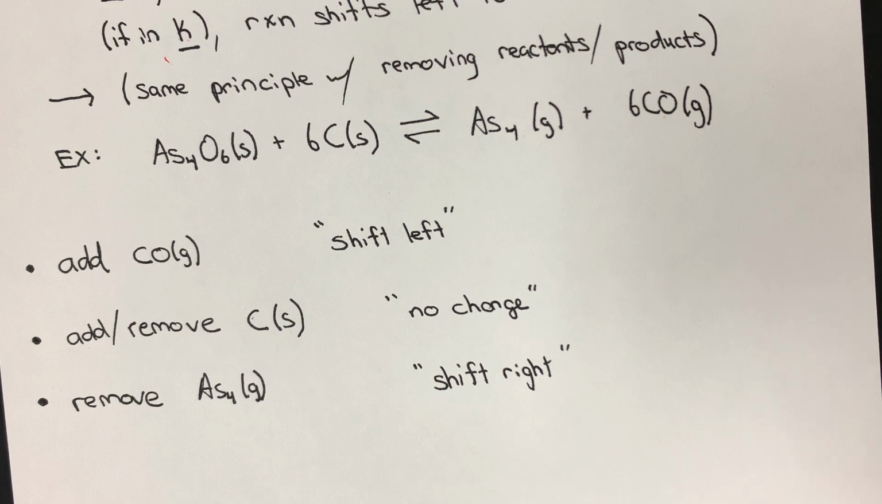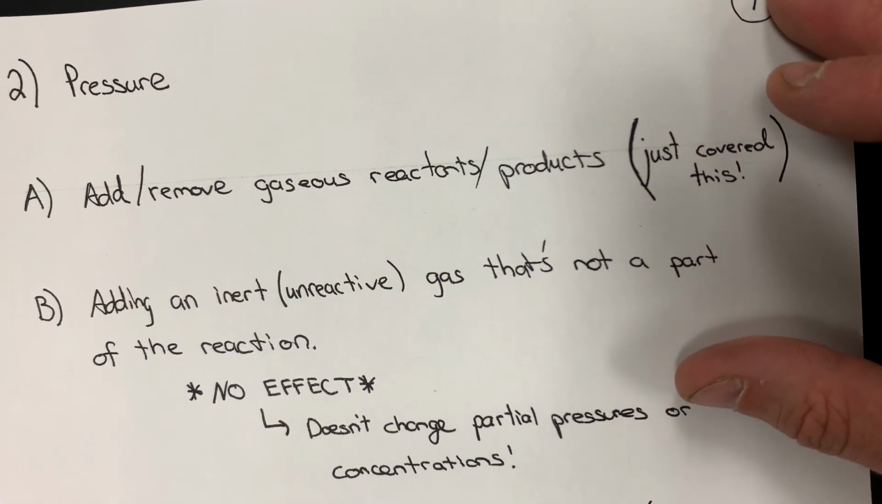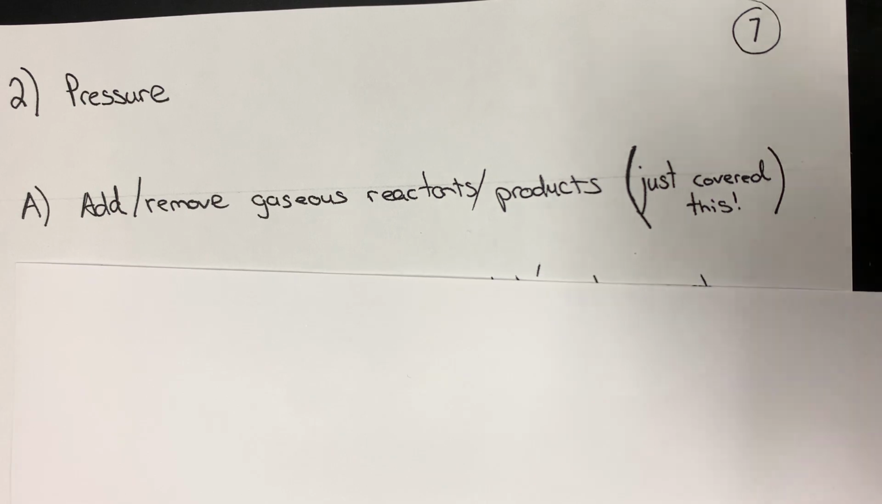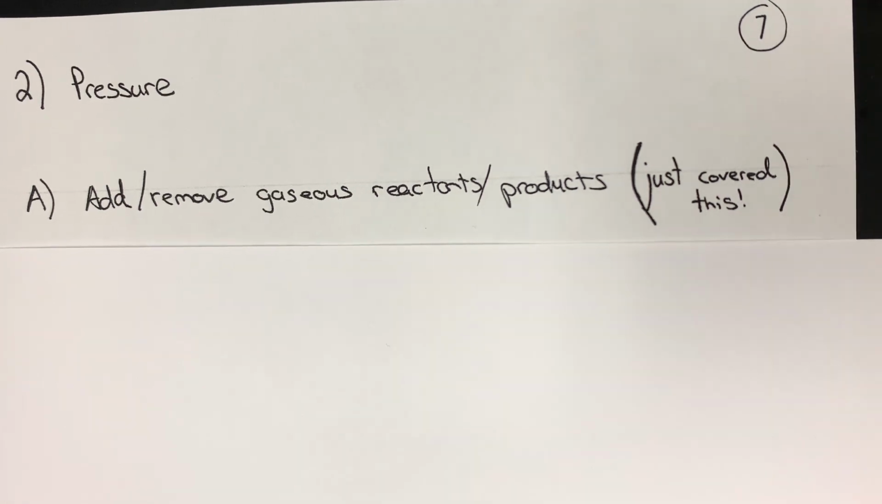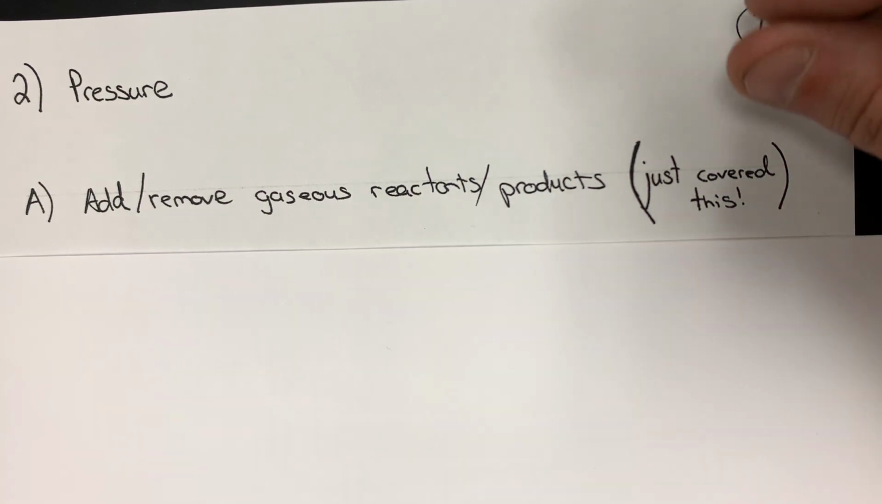Okay. The second type of stress we're going to take a look at is that of pressure. And there's a couple ways that we can manipulate pressure. The first is simply adding gaseous reactants or products, right? And this is essentially what we just covered. We'd be affecting the partial pressures or the molar concentrations of one of the reactants or products. As a result, the K value would get out of whack, and we would have to shift left or right in order to reestablish that equilibrium.